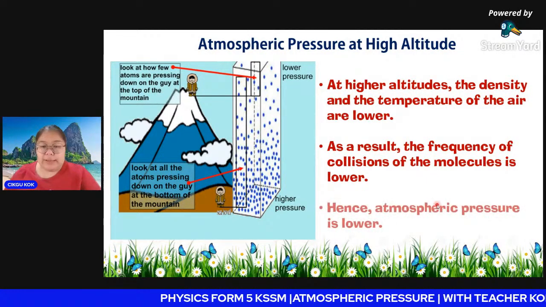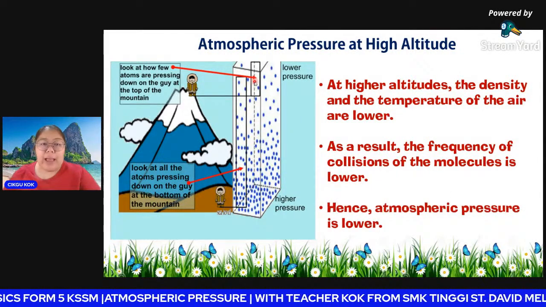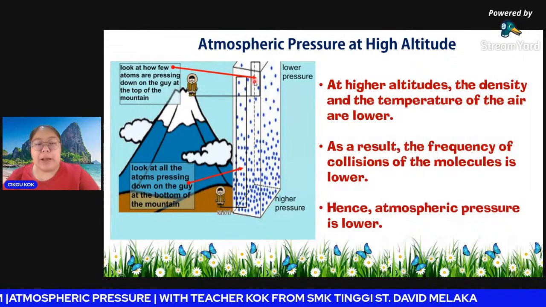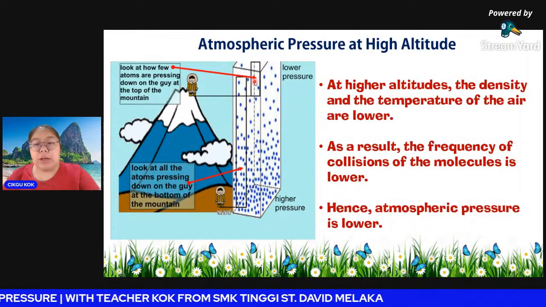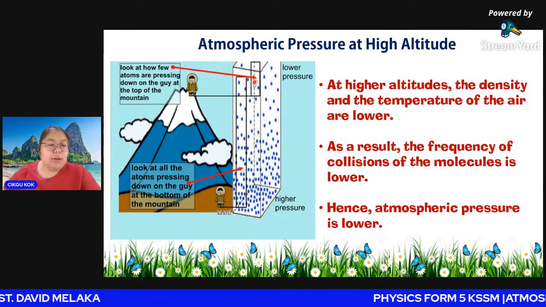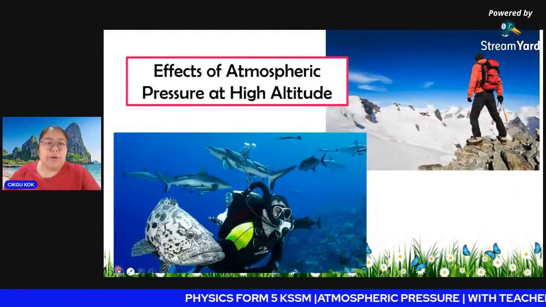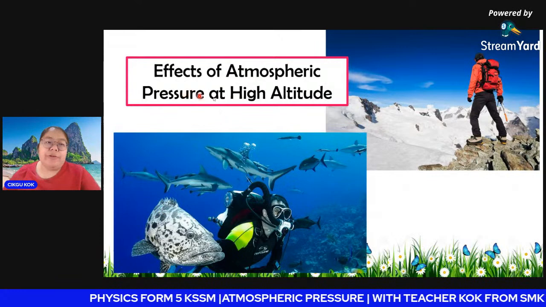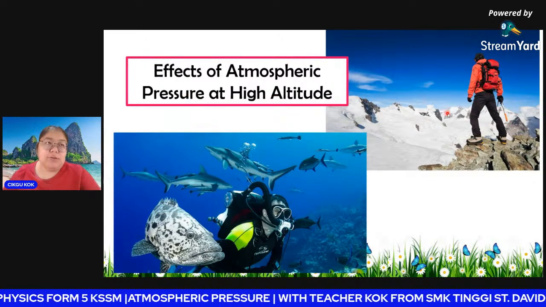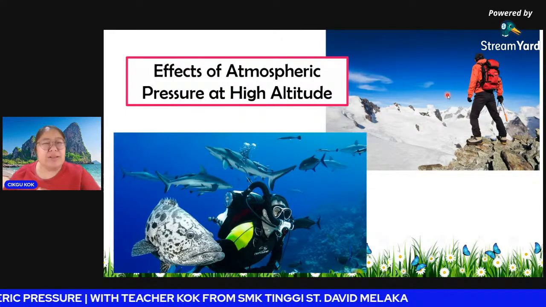So from here, they say atmospheric pressure becomes lower. This is why at the top of the mountain, the atmospheric pressure becomes lower. We must talk about the frequency of collisions becoming less. Why? Because of low temperature. Then we continue to this part. We want to see the effect of atmospheric pressure at high altitude. Just now we said the pressure becomes low. Now we need to know what the effect is.